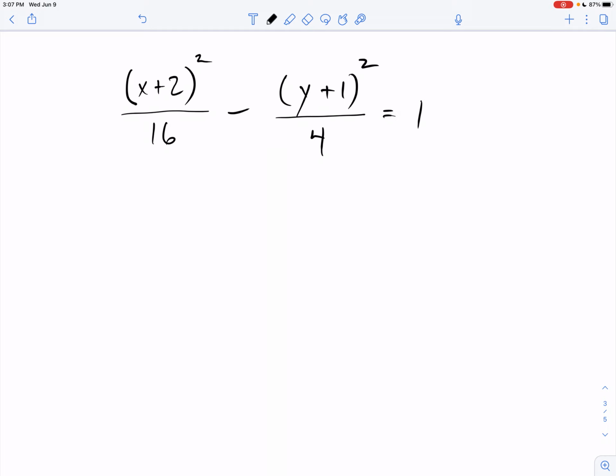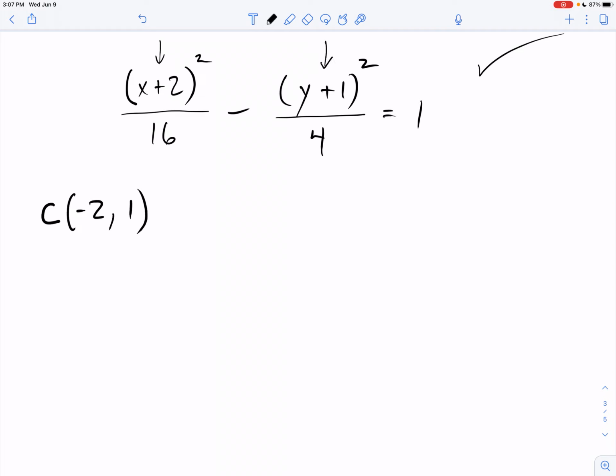So hyperbolas can have a center that is not at the origin. Where is the center of this hyperbola? Well, it's going to be at -2, 1. Remember? -2 would be x motion.